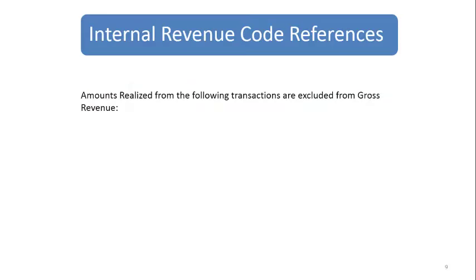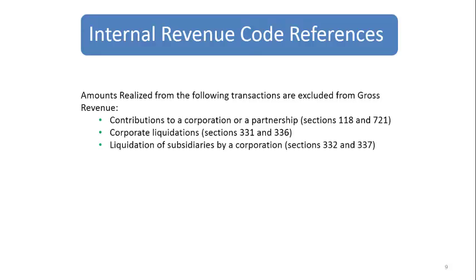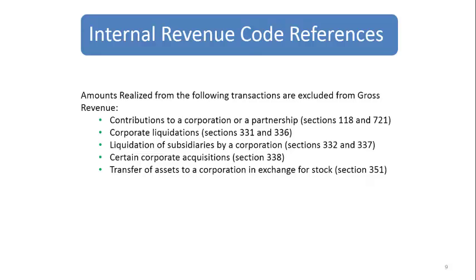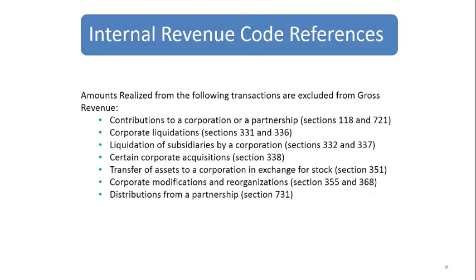To briefly summarize that reference list of Internal Revenue Code sections, we have the following amounts excluded from gross revenue: contributions to a corporation or partnership, corporate liquidations, liquidations of subsidiaries, certain corporate acquisitions, transfer of assets to a corporation in exchange for stock, corporate modifications and reorganizations, distributions from a partnership, like-kind exchanges, and involuntary conversions. These transactions represent transfers of assets that would otherwise qualify to be free from federal income taxation.